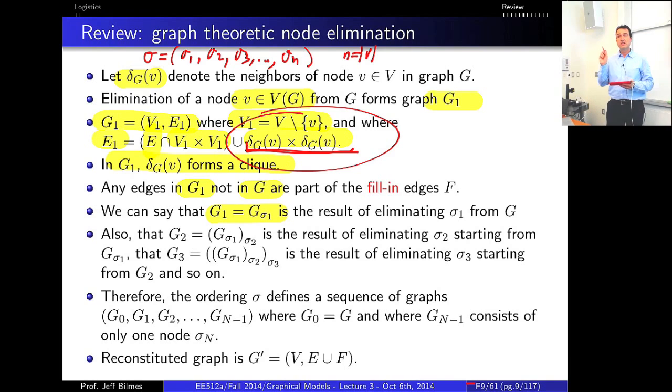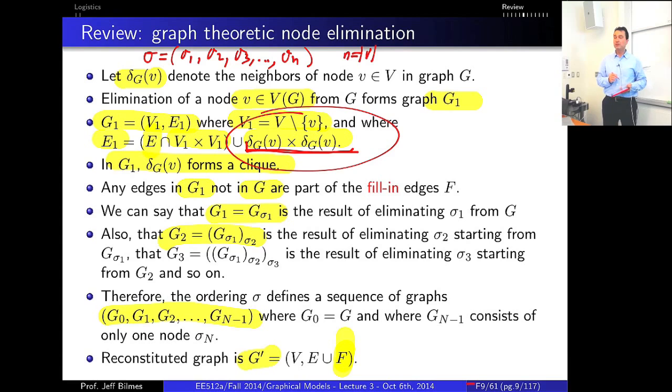So G1 is the graph that results from eliminating the first vertex. G2 is the graph that results when we eliminate the second vertex, and so on and so forth. And so we get this series of graphs where G0 is the original graph, and Gn minus 1 consists of only one vertex, the final vertex in that ordering. And then along the way, every time we've eliminated a vertex, we maybe have introduced some new edges. Any of those new edges that we've introduced, union together, constitute this fill-in.